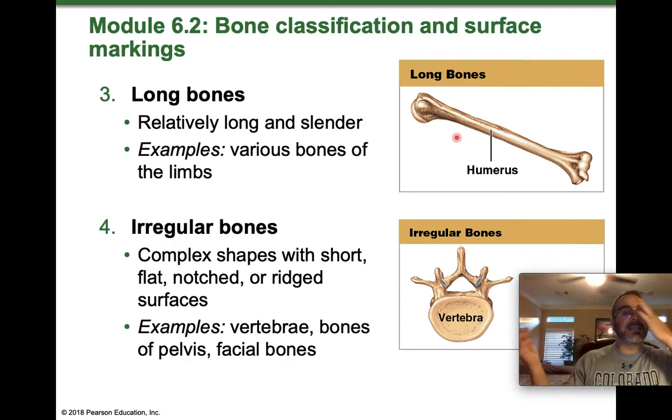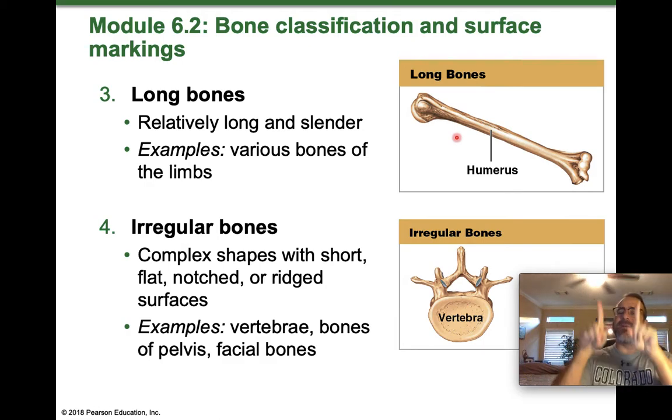Irregular bones are just like they sound. They are going to have all kinds of crazy shapes. They're kind of usually short. They're flat. They're notched. They have ridged surfaces. An example of this would be your vertebra. If I was describing to someone who was visually impaired the shape of an individual vertebra, that'd be really hard, right? You'd be like, okay, well, it's round, and then it has these things that come off, and then you have these little wings, and then you have a little spine, and then you have a middle. If it takes several words to describe the bone, it's probably going to be an irregular bone.